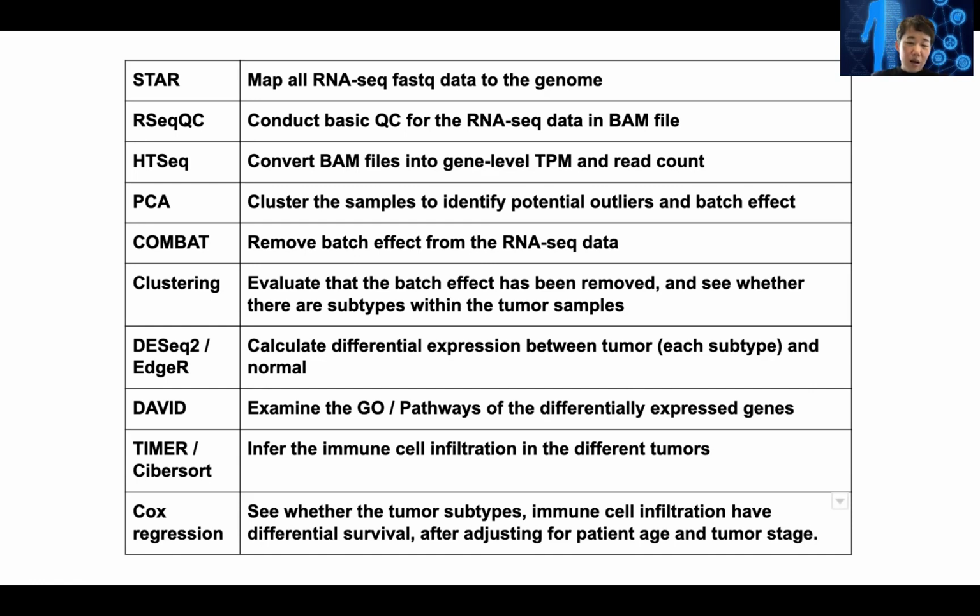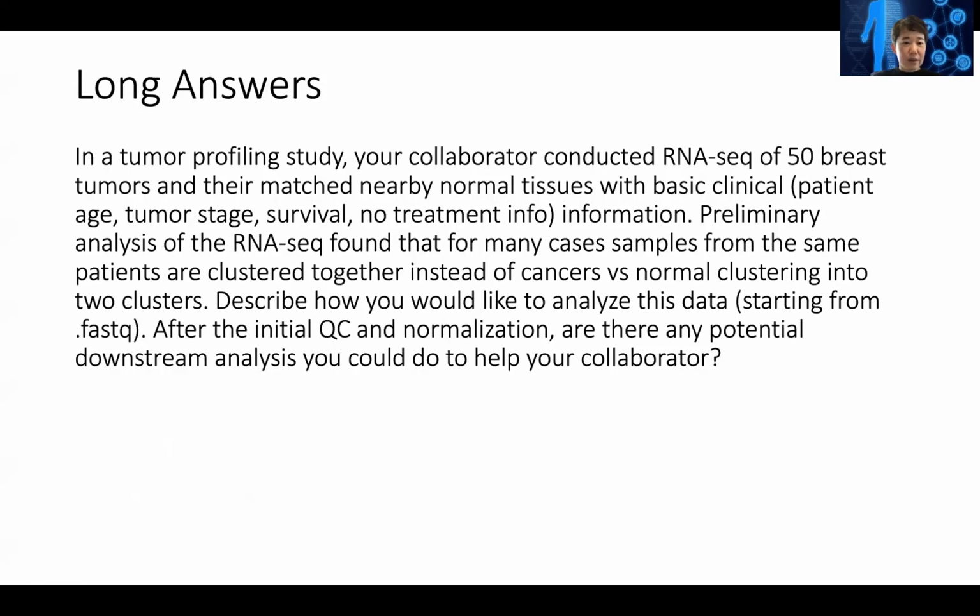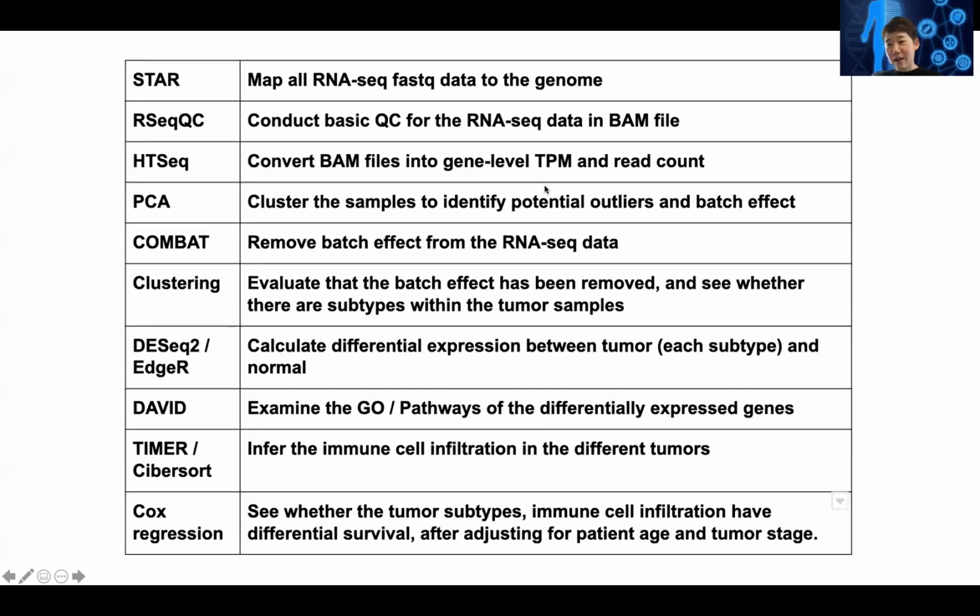And so you want to find out whether these are different batches in terms of processing, in terms of whether they're coming from different hospitals or things like that. You want to remove the batch effect from the RNA-seq. And then you cluster them again and see whether the batch effect has been removed. And after the batch effect removal, you might want to see whether there are subtypes in the tumor.